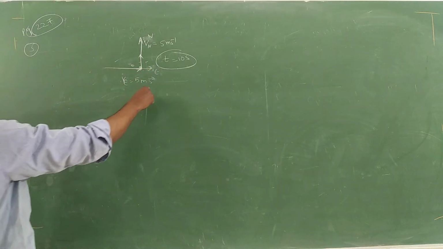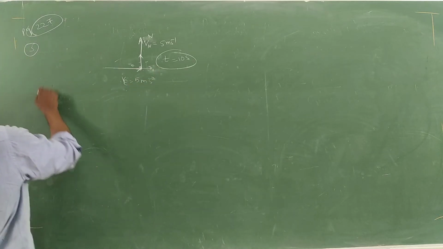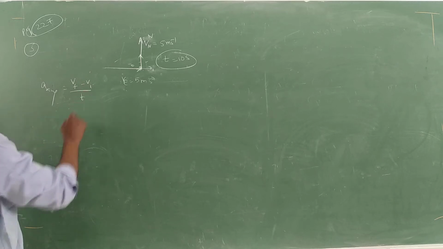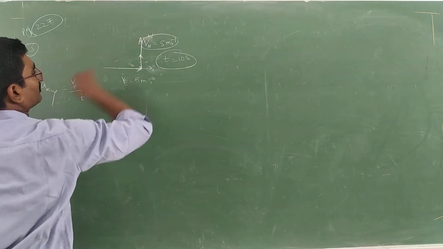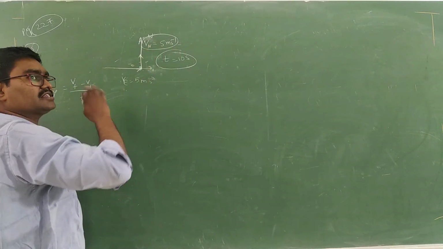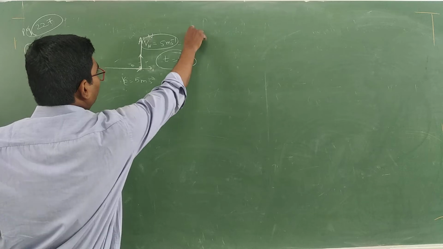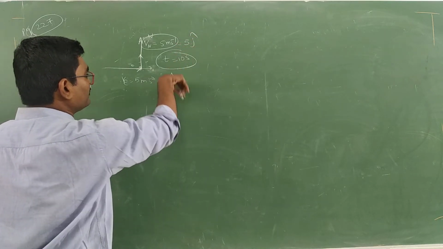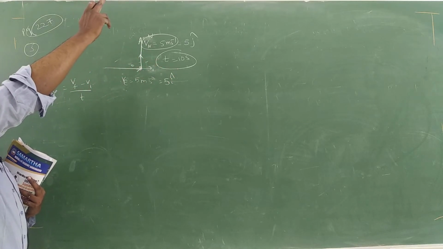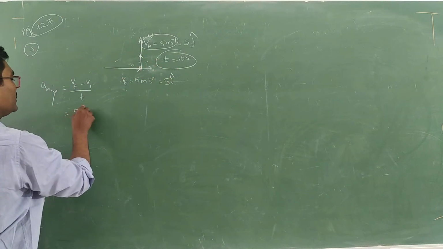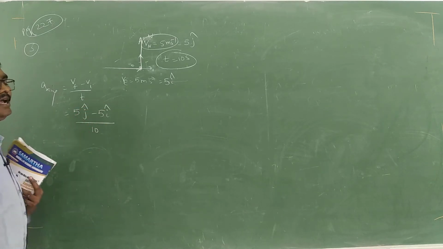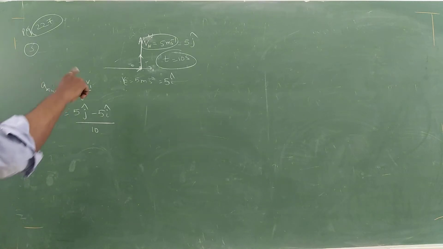So this is the average acceleration formula: final minus initial by time taken. What is final? North. So this is a direction change, a velocity change. You can write the final as 5j cap and the initial as 5i cap. Along east you take i cap, along north you take j cap. So 5j cap minus 5i cap by 10, time taken is 10.